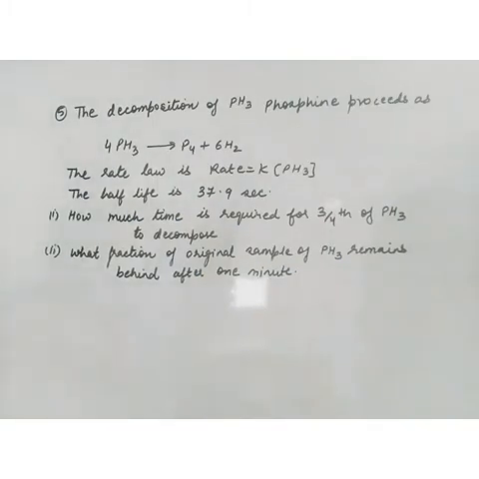This is the next question. The decomposition of phosphine proceeds as, the rate law is this. The half-life is 37.9 seconds. Okay, and how much time is required for the 3/4 of pH3 to decompose, and what fraction of the original sample of pH3 remains after 1 minute. So from the rate law it is clear that it is a first order reaction. Okay, so we'll solve it.